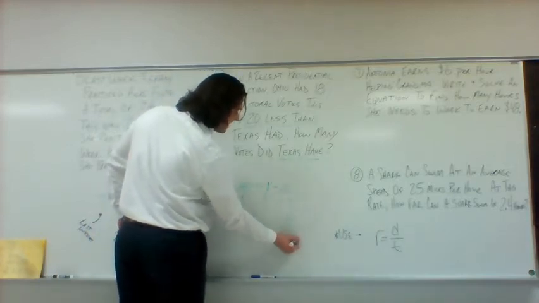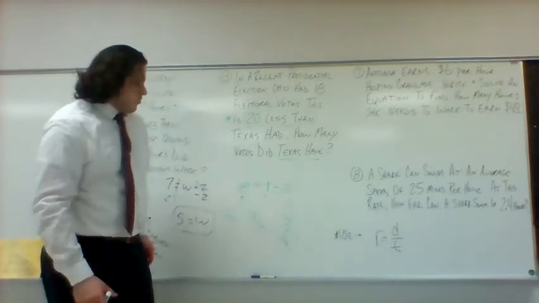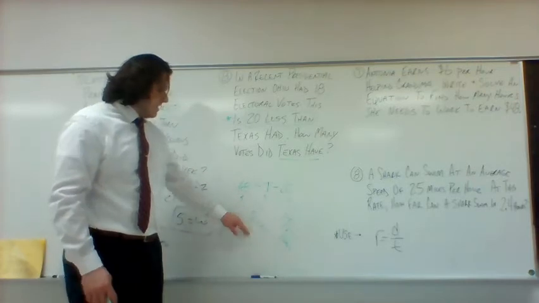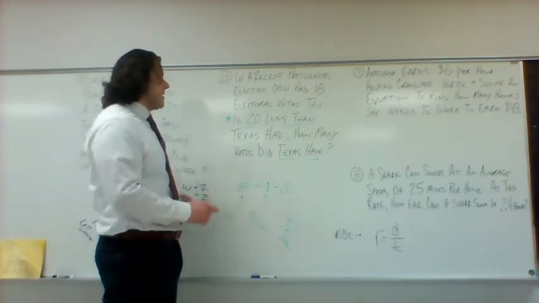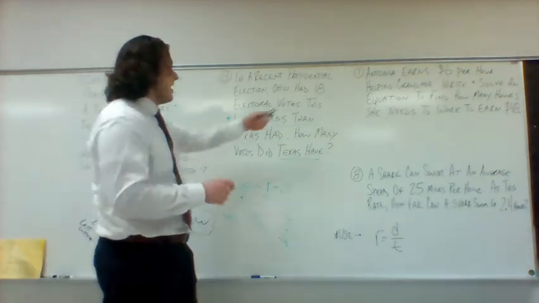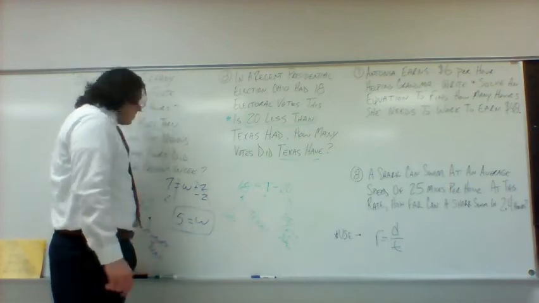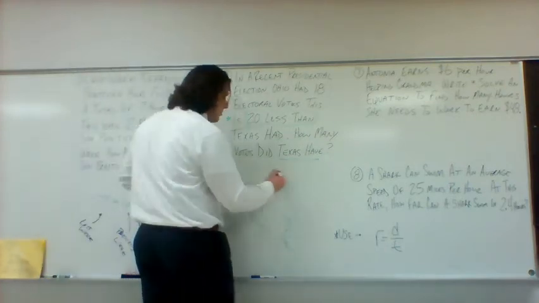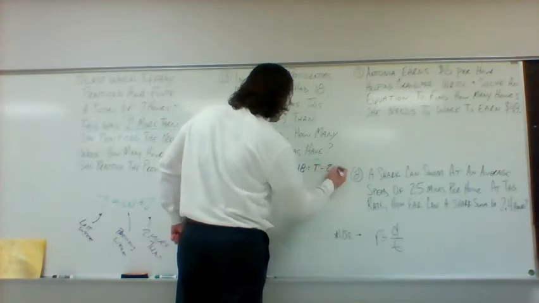So let's just see if this makes sense. Let's check our answer. 20 less than Texas is equal to Ohio. Yeah, that's what they're asking. 20 less than Texas is Ohio, is 18. All right, so that's our equation. Now we need to solve it. One-step equation. Let's figure out how many votes Texas actually had. 18 equals T minus 20.